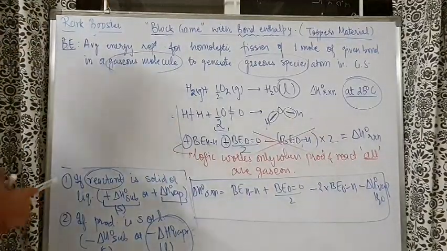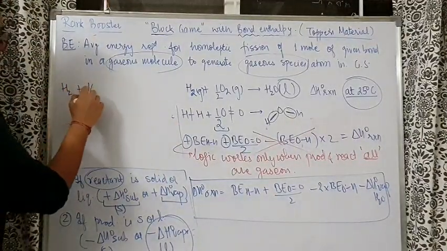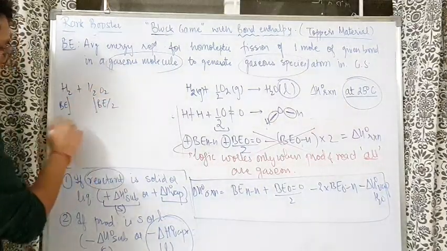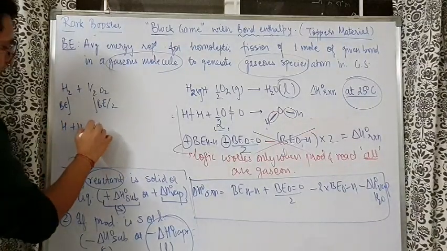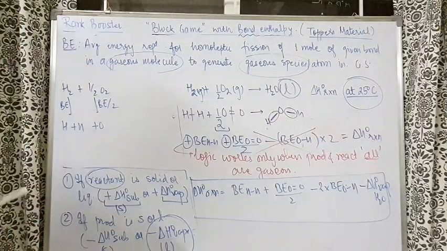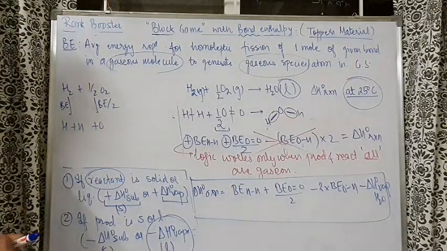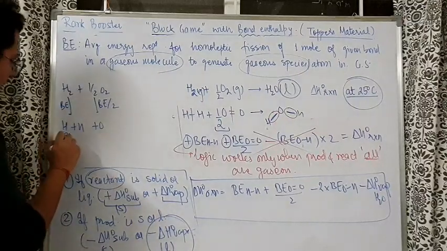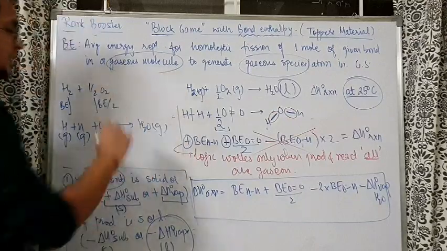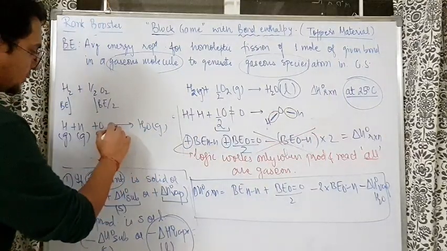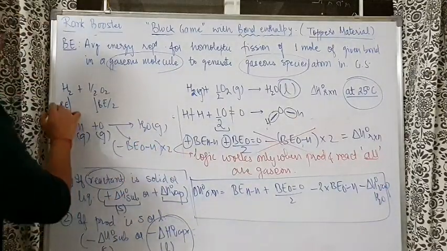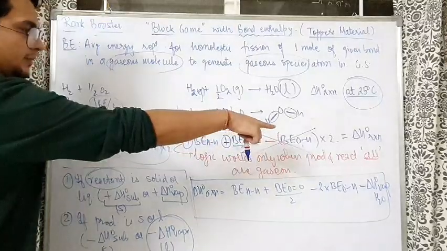So what we did, H2 plus half O2, when I gave bond enthalpy, when I gave bond enthalpy by 2, I got H plus O plus O, H plus O. Why single O? Because half O2, so one oxygen atom. Then what happened? All these were gas. Then they combined together to form H2O in the gaseous state. And this was the energy release. So bond enthalpy of OH with a negative sign into 2. So basically this plus this minus this you have written here.